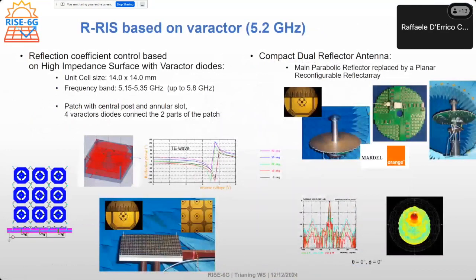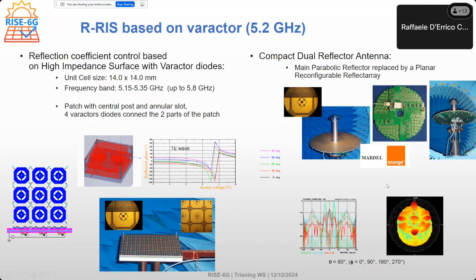Another technology was proposed by Orange, which is based on varactors. The interest of this kind of design is that we have an almost continuous phase shift, which allows more degrees of freedom, and of course we can do different beamforming. You can see it here with this reflecting RIS, and this was also employed in a nice proof of concept that was done in an indoor environment by Orange.